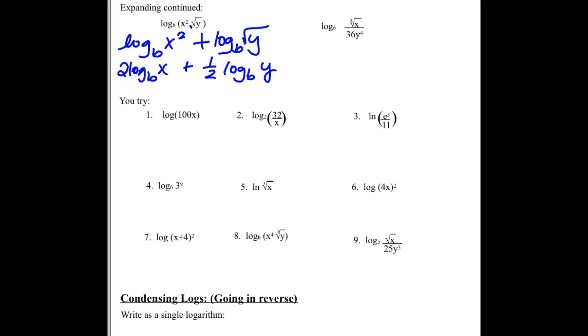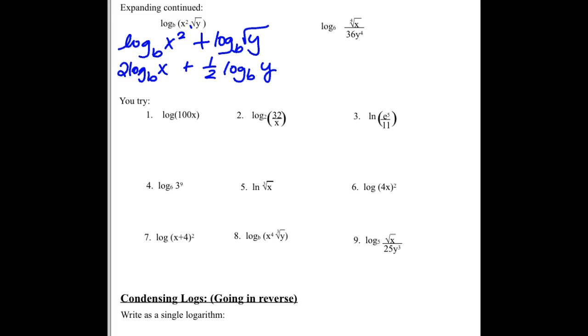All right, one more. What do you see? Is there multiplication? Yes. The 36 times the y to the 4th. Is there a division? Yes. Is there a power? Yes. What do we do first?